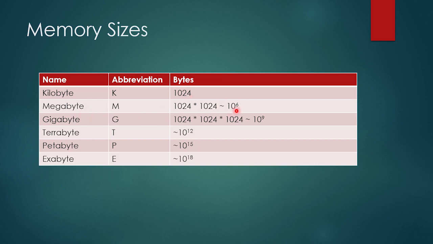A megabyte is 1,000,000 bytes, or 10 to the 6th. A gigabyte is 1,000,000,000 bytes, or 10 to the 9th. A terabyte is 10 to the 12th. A petabyte is 10 to the 15th, and an exabyte is 10 to the 18th.